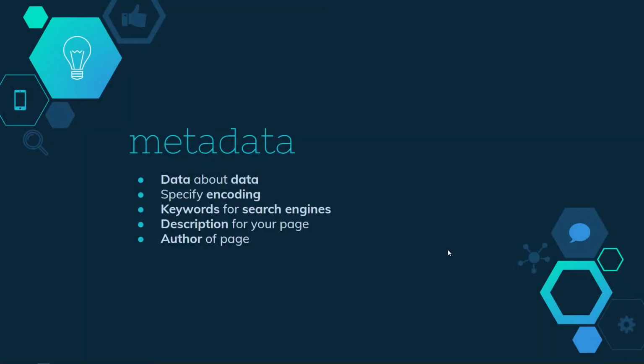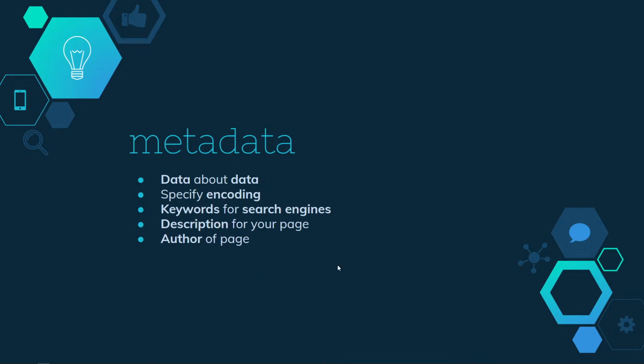All right, so let's talk about metadata. So metadata is just data about data. That's why it's called meta. Okay. So we want to have some data about our data. So, for example, the data of our web page, how is it encoded? Well, you can specify that, right? UTF-8, that's usually what we use. But you can use something else if you're going to have special characters.